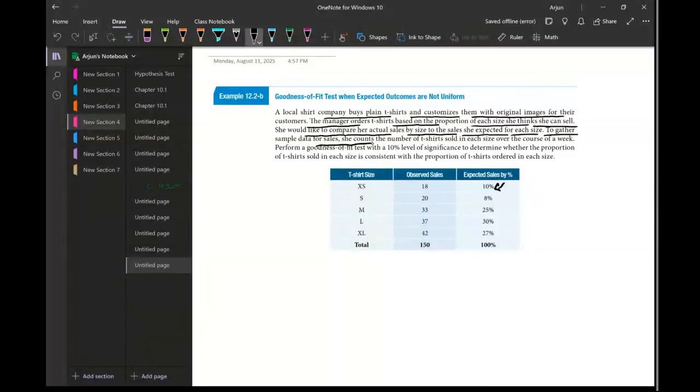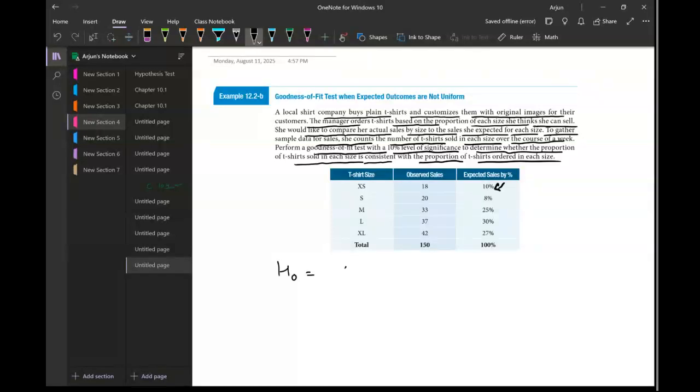Okay, to gather the sample data, she counts the number of t-shirts sold in each size over the course of a week. Perform the goodness of fit test at 10% level of significance to figure out whether the proportion of t-shirts sold in each size is consistent with the proportion of the t-shirts ordered in each size. Okay, that's what we wanted to find out.